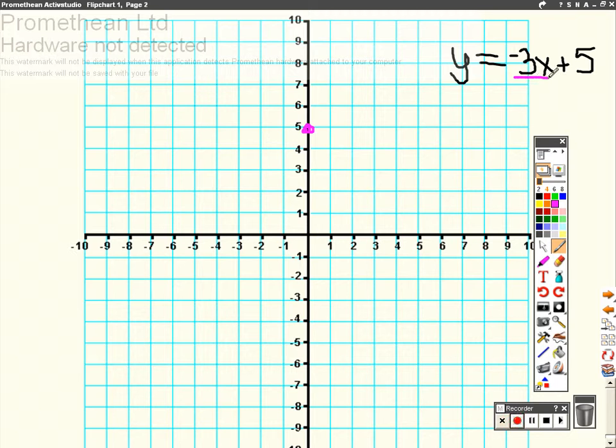Well, if you remember, when you divide by 1, you never change the number. 2 divided by 1 is still 2. Negative 3 divided by 1 is still negative 3. So I can put it over 1 without changing the problem.